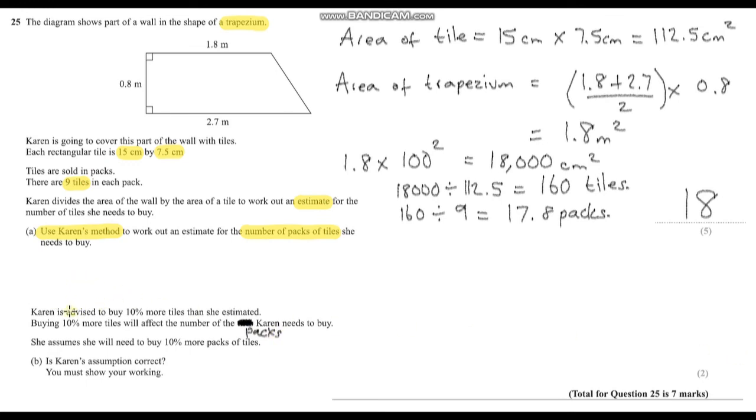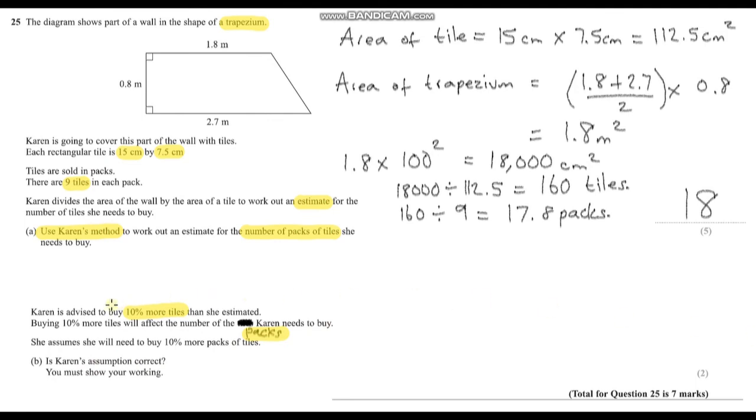So Karen is advised to buy 10% more tiles than she estimated. Buying 10% more tiles will affect the number of packs she needs to buy, because before it said number of tiles, so that just completely didn't make any sense at all. Now she assumes that she will need to buy 10% more packs of tiles. Is Karen's assumption correct? You must show your working.